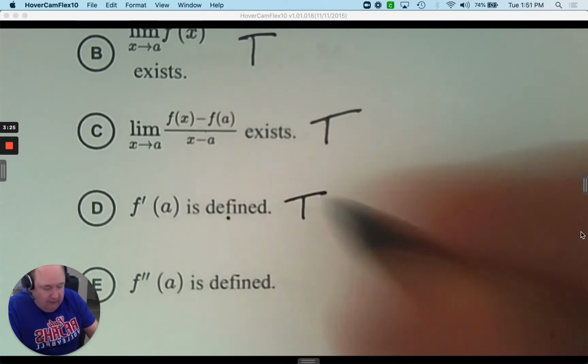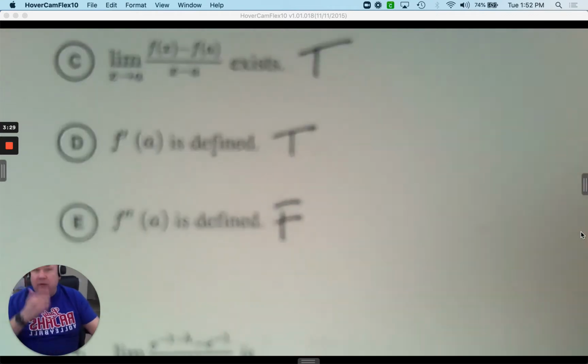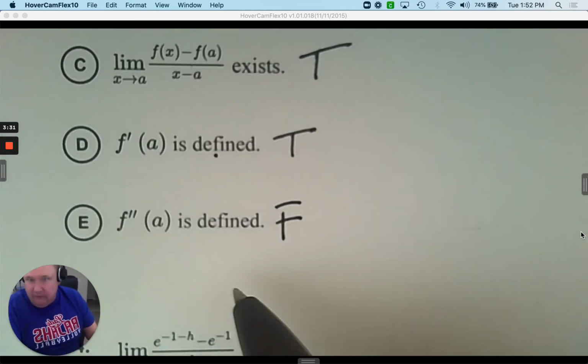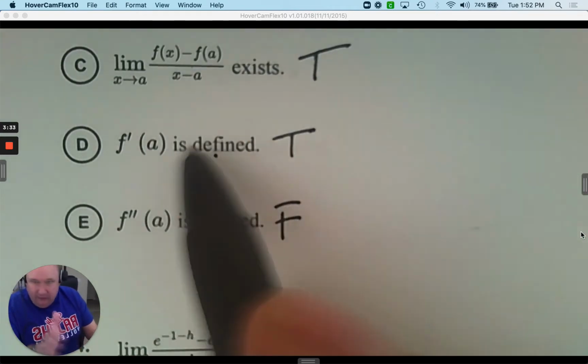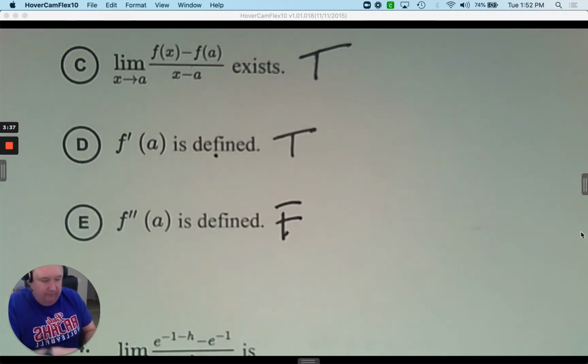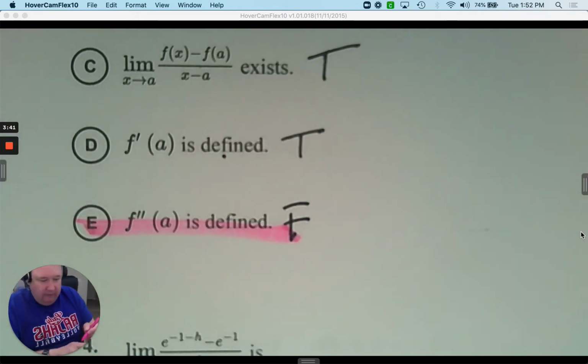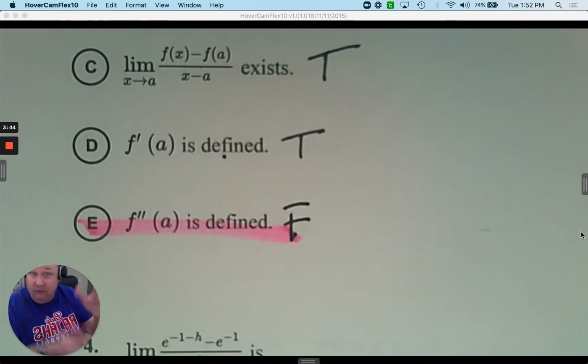So which one might be false? The second derivative is defined. That's the only one in terms of the information given that could be false. Based on what's given, everything else is absolutely true. We don't know. There could be a sharp corner on the first derivative, so it's continuous and exists, but the sharp corner means the second derivative doesn't exist there.